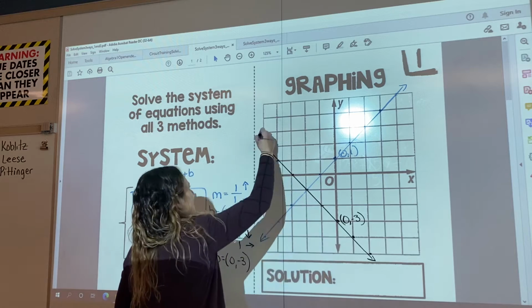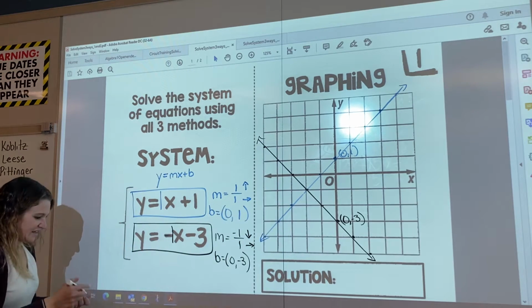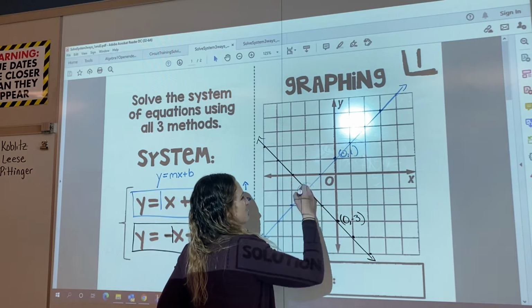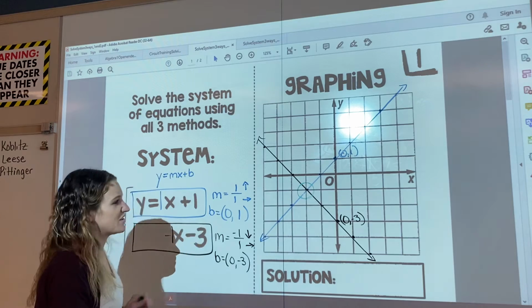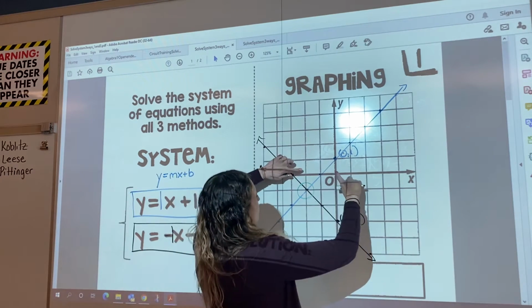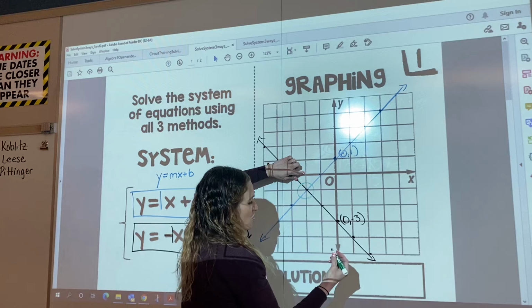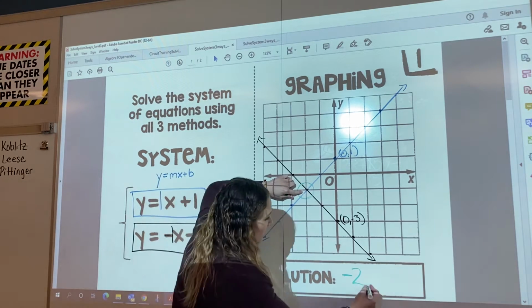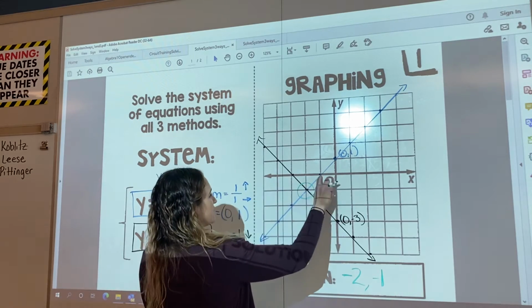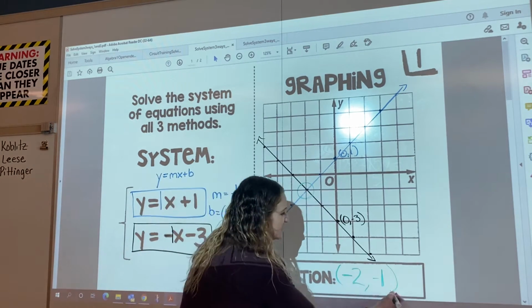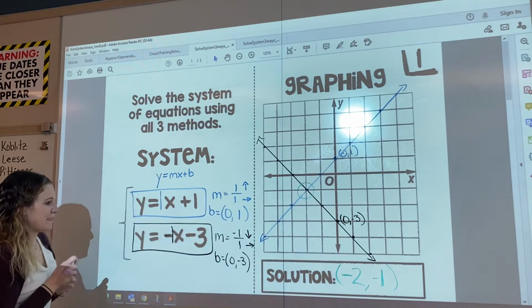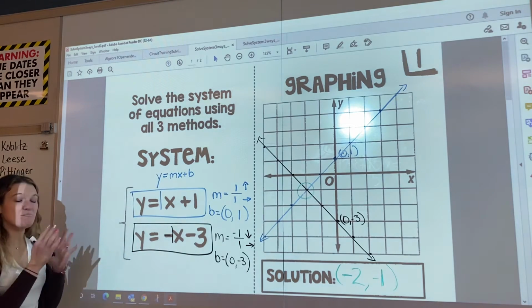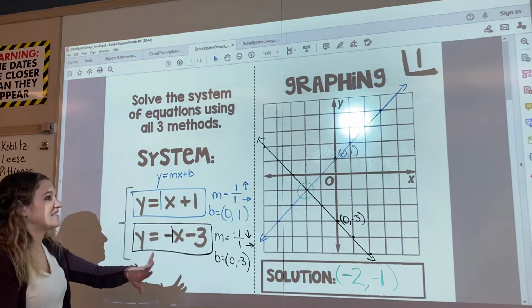Not perfect, but I can definitely see where they intersect. Let me get a third marker here. I see these 2 points intersect right here, and I'm going to identify what that location is. So from my origin, I'm going to go to the left 2, which means that my x coordinate is going to be negative 2, and then I'm going to go down 1, negative 1. So to the left 2 and down 1, negative 2, negative 1 is my solution. So when we do the other methods in order to solve this, I should get the exact same solution.